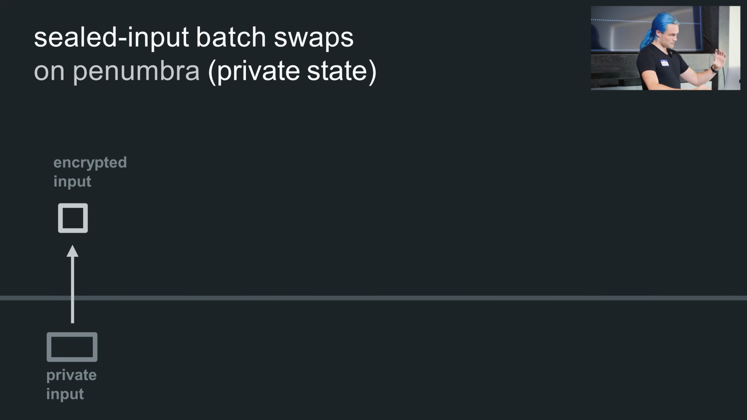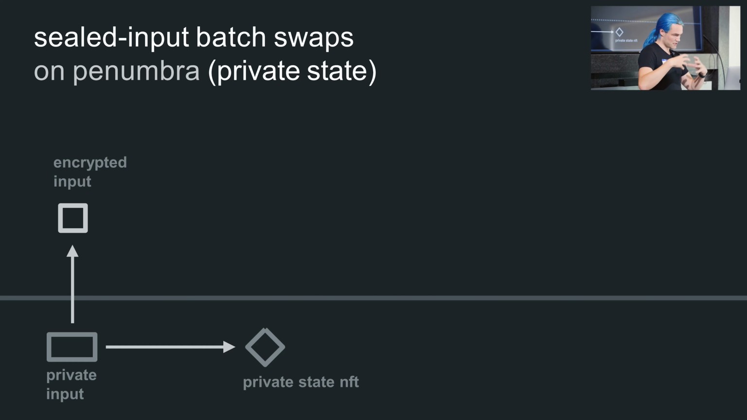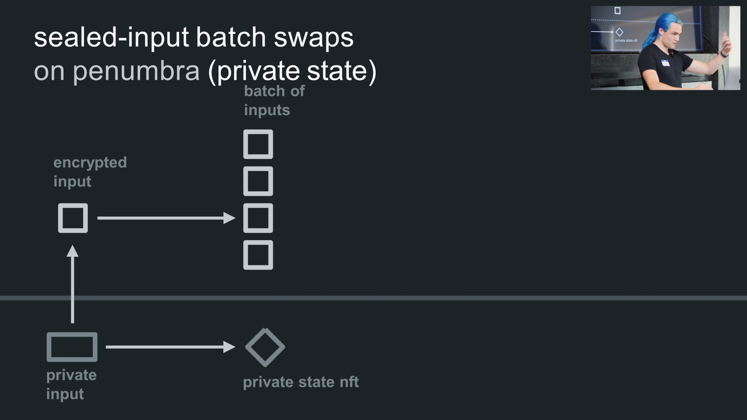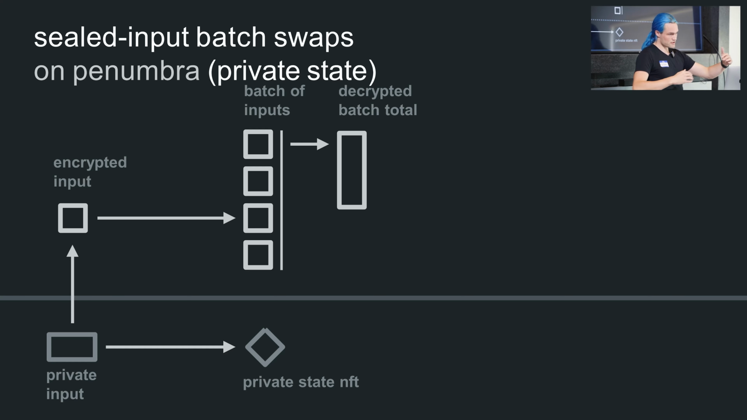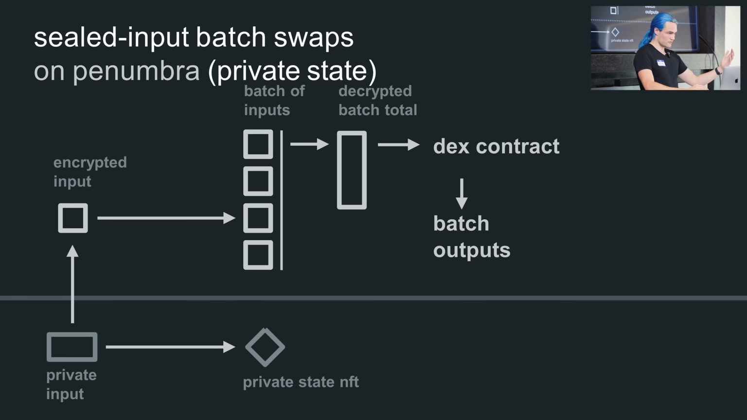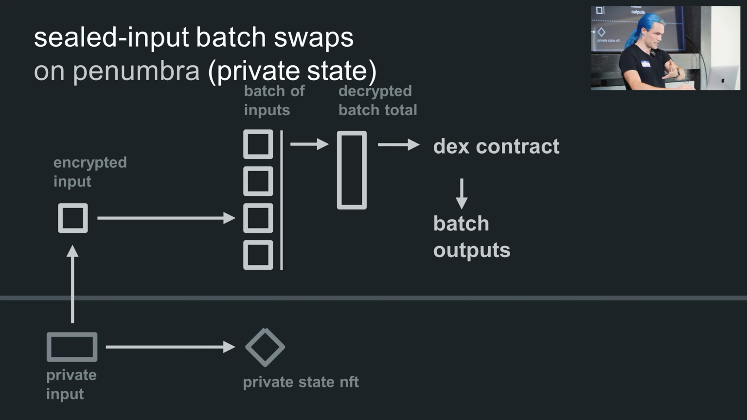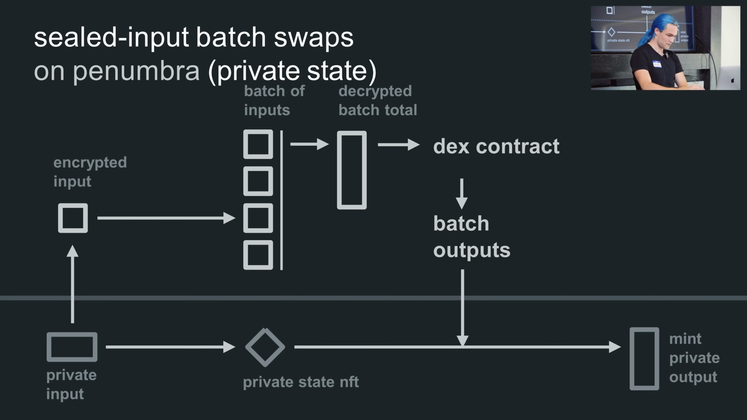What they're going to do is encrypt the amount that they're submitting to the swap. And they mint themselves a private state NFT that records what their participation is. Now, when their transaction is eventually included in a block, it's going to be batched together with all these other encrypted inputs. The validators can aggregate those, decrypt the batch total, and then use that to feed into the DEX and compute what the outputs are going to be.